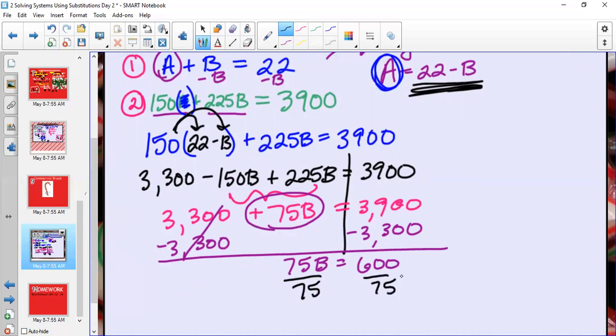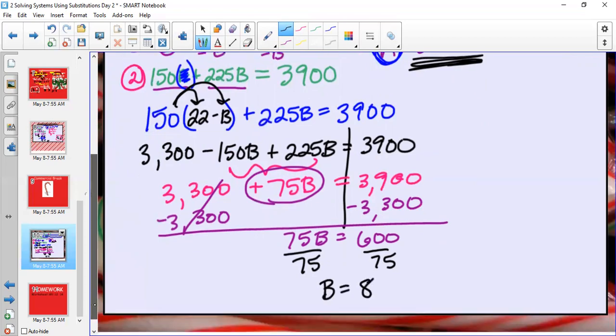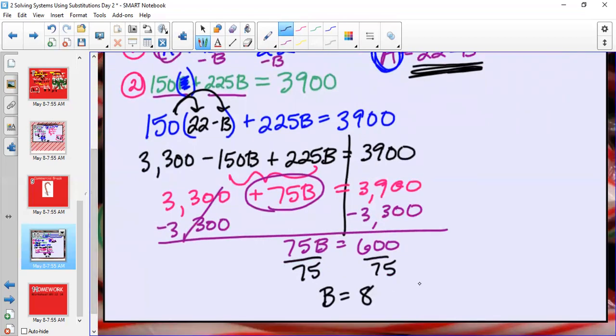I'm going to go back to the calculator. 600 divided by 75 gives us 8. So I am selling 8 fax machines of the second kind, so type B.